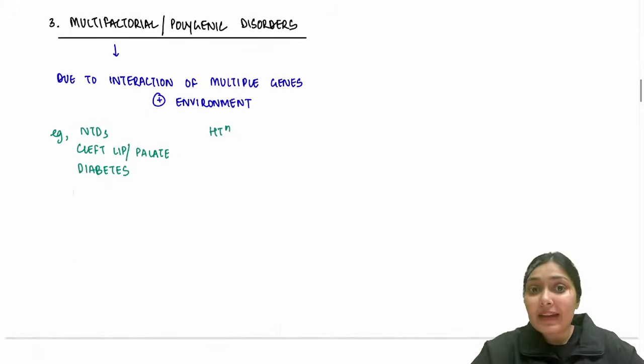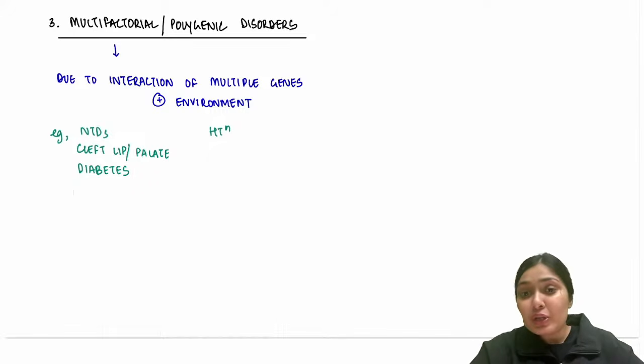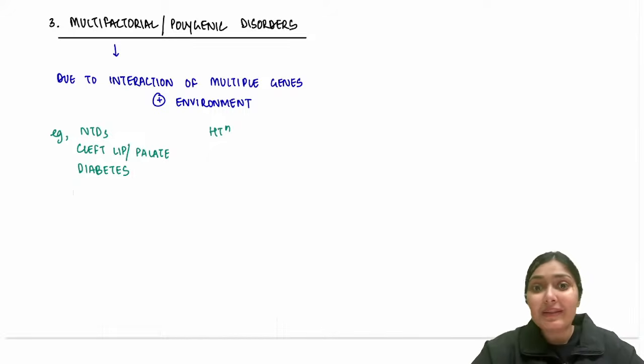After that, the next category is multifactorial or polygenic disorders. The name itself has multifactorial. So different factors would be responsible for the inheritance over here. So different multiple genes along with the environmental influence would be responsible here for the expression of disease. The examples include neural tube defects, cleft lip, cleft palate, diabetes, and hypertension. So here, different factors along with the environmental influence would determine the expression of the disease.